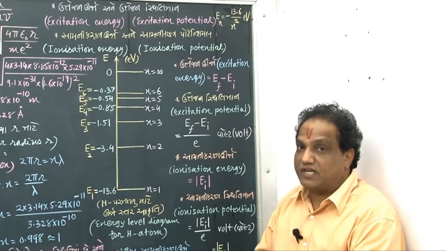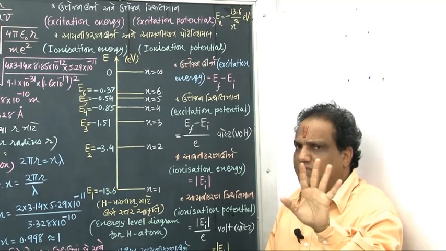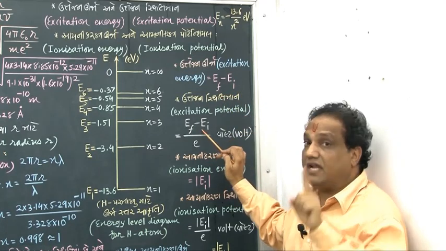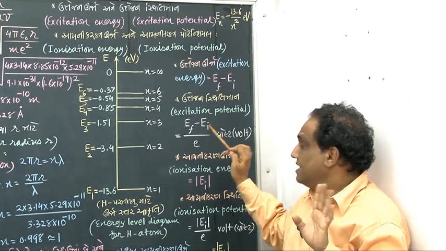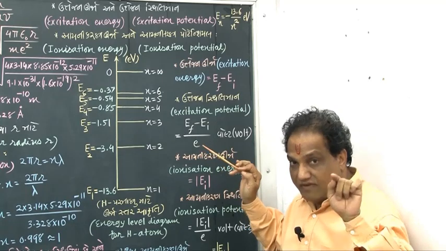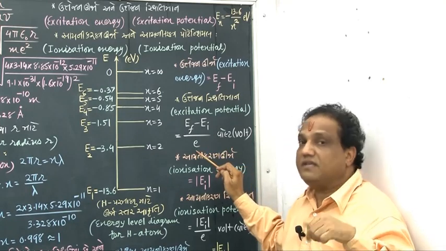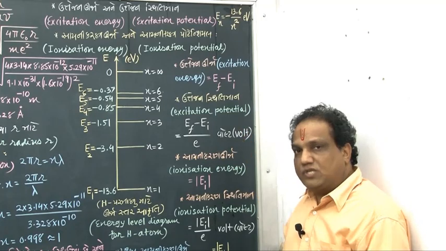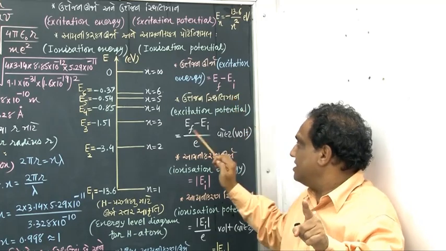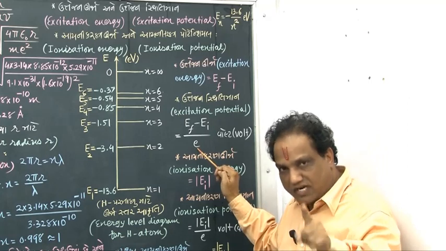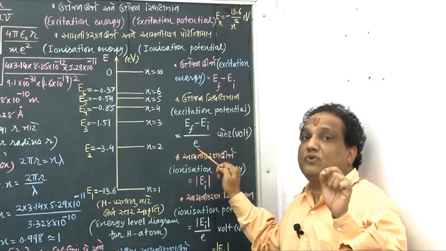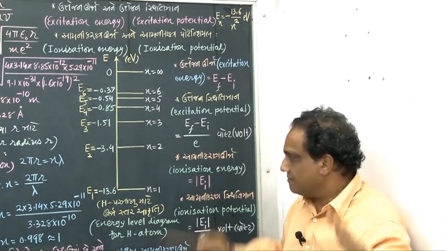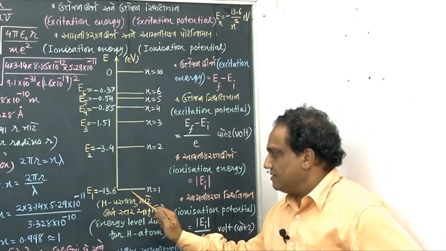So, how would you find out excitation potential in volt? Simple. This energy difference, suppose you are finding it in electron volt, that is in eV, and if you divide that eV value by e, naturally the unit will be volt. So, when excitation energy is divided by the magnitude of charge of one electron, the answer gives you the excitation potential.